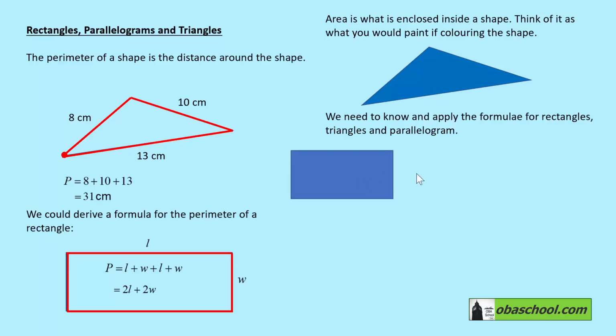So here's a rectangle. If the length is L and the width is W, the area is length times width, which we write as LW. Here we have a parallelogram. Now this is the perpendicular height, the height of this point above the base. The base is this length, the height is this length, and the area is base times height.